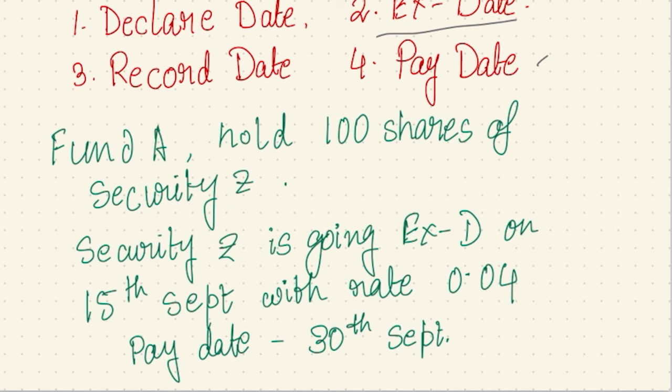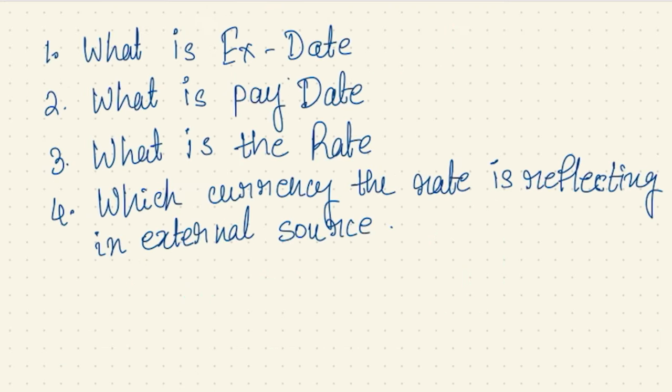When you see that a security is going XD in your fund, you should review the X date for that security, the pay date, the rate, and last but very important, when you check all this information from an external source, such as Bloomberg, Reuters or IDC, whichever is the best practice in your company, you need to see which currency the rate is reflecting in the external source. That is something I have seen multiple times in my work experience.